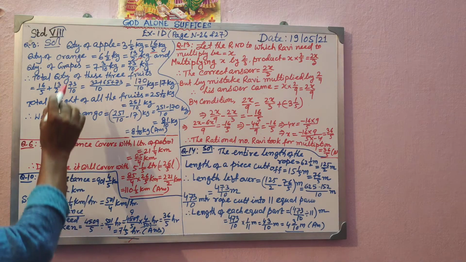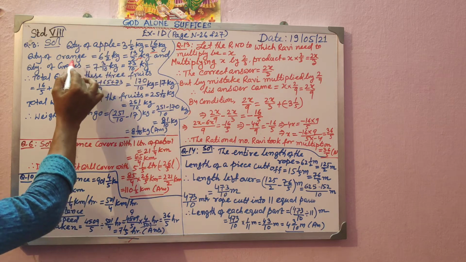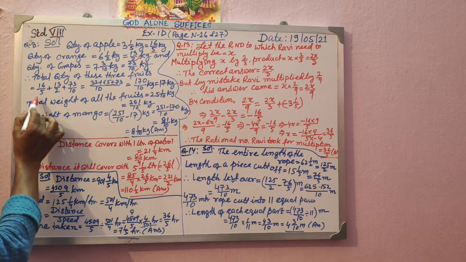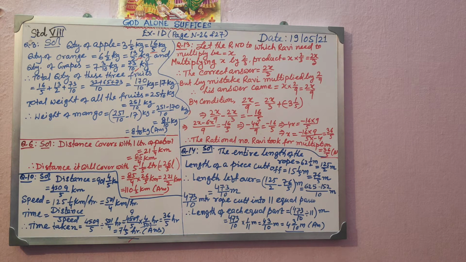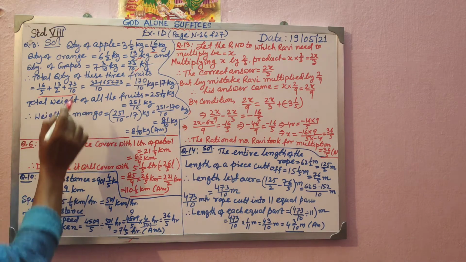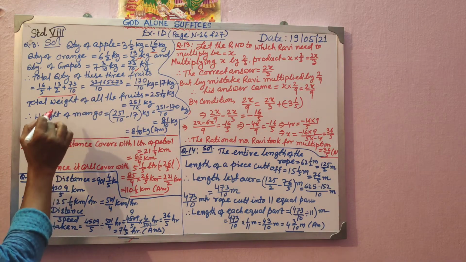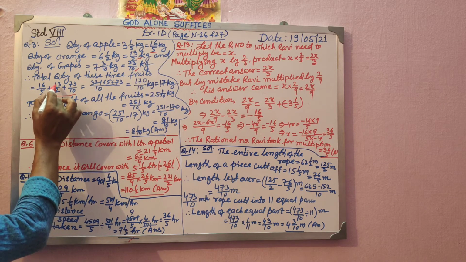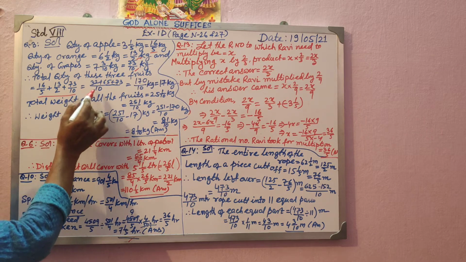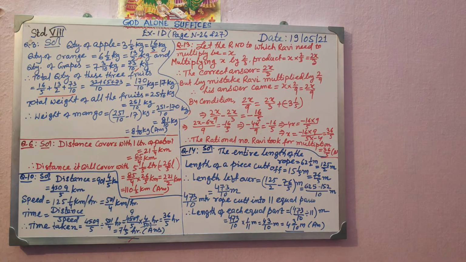So the total quantity of these three fruits, that is apple, orange and grapes, is 16 upon 5 plus 13 upon 2 plus 73 upon 10. If you add these three fractions, then 10 will be the LCM, because the denominators are 5, 2 and 10. 10 divided by 5 is equal to 2, 2 into 16 is 32. 10 divided by 2 is equal to 5, 5 into 13 is equal to 65. Now 10 divided by 10 is equal to 1, 1 into 73, 73. So numerator will be 32 plus 65 plus 73, and denominator obviously 10.